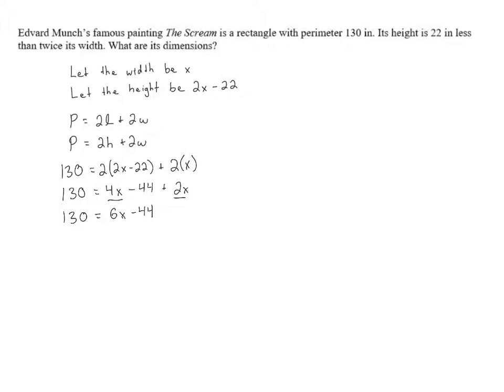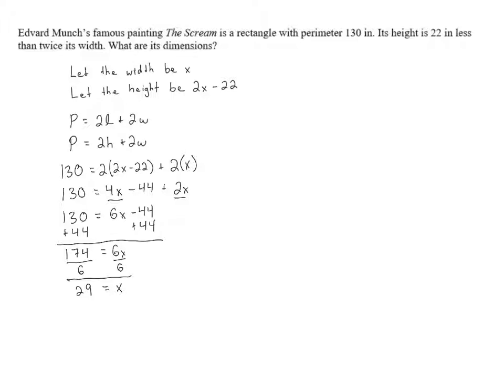If we want to get the variable term alone, we can get rid of that 44 by adding 44 to both sides. On the left, 130 plus 44 is going to be 174. So this becomes 174 equals 6x. And to get x alone, we divide by 6, which gives us 29 equals x.